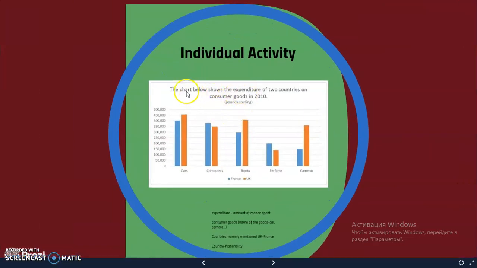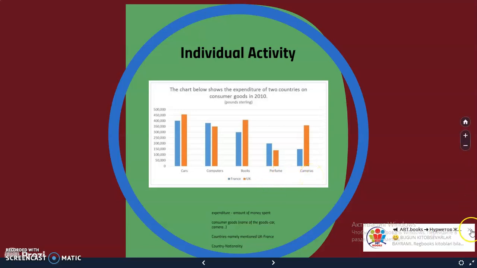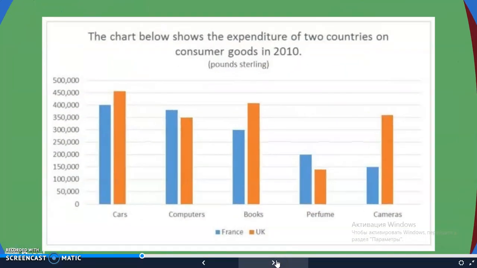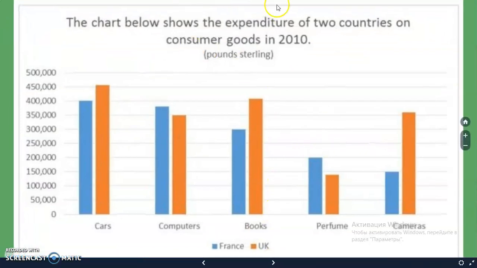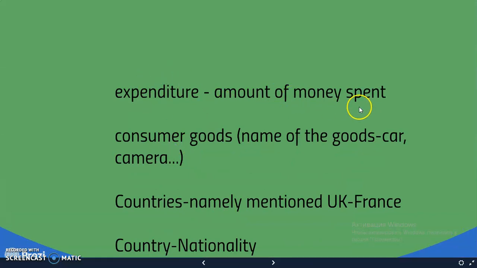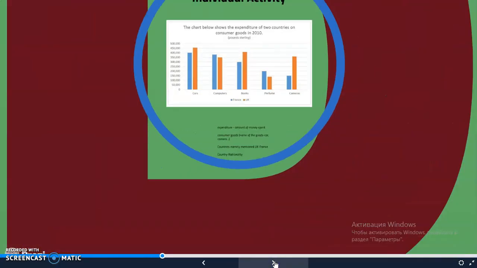Individual activities: the chart below shows the expenditure of 2 countries on consumer goods in 2010. Cars, computers, books, perfume, and cameras. We have France and we have the UK, and you will have to paraphrase, and you will have to know the synonyms which are necessary in order to describe this graph. So expenditure can be amount of money spent, consumer goods can be the name of the goods, car or camera, and the countries namely mentioned, UK and France, can be paraphrased by country nationality.